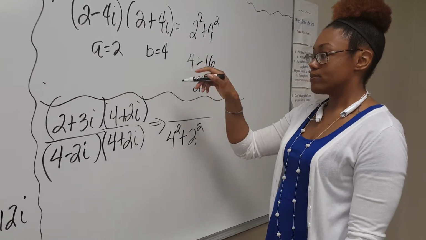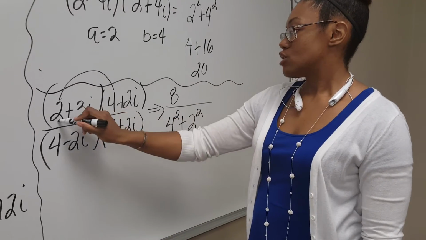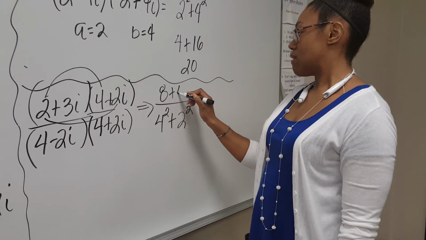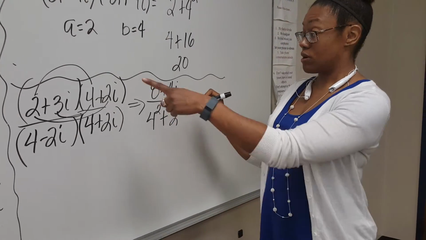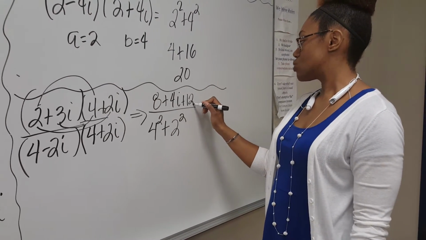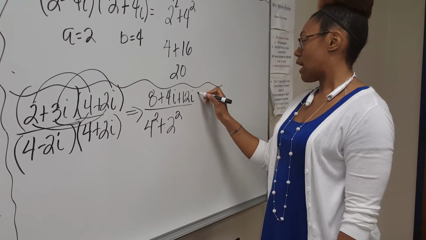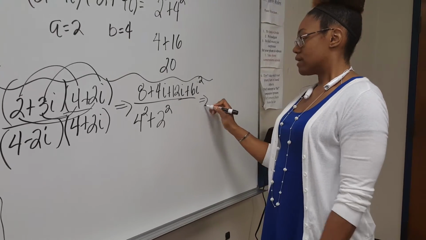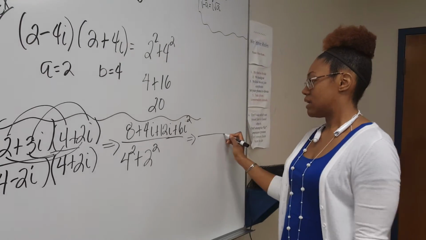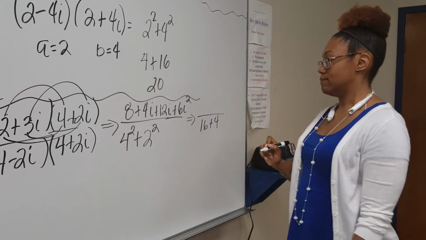We have to FOIL. So this will be 2 times 4, which will give me 8. 2 times 2i, which will give me 4i. 3i times 4, will give me a plus 12i. And 3i times 2i will give me a plus 6i squared. So at the bottom, I can work that simply. That'll be 16 plus 4 again, right?